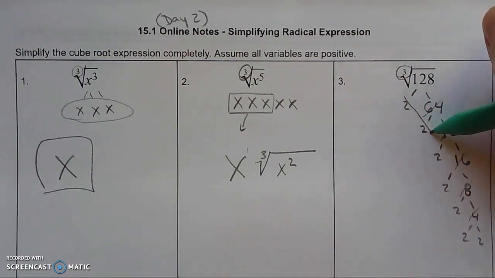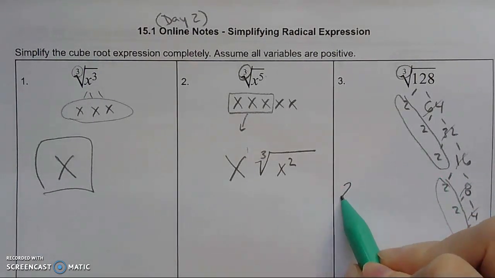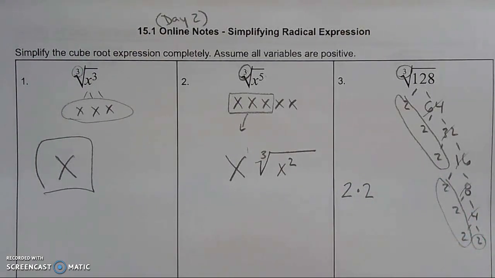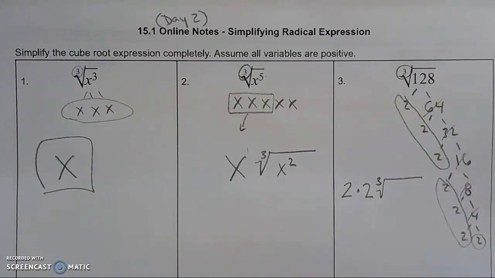So I'm going to pull out this group of size 3 and this group of size 3, and then this guy is just by himself. So on the outside, I'm going to pull out a 2 and another 2. Then on the inside, I'm stuck with a cube root. And then left over is just this number 2.